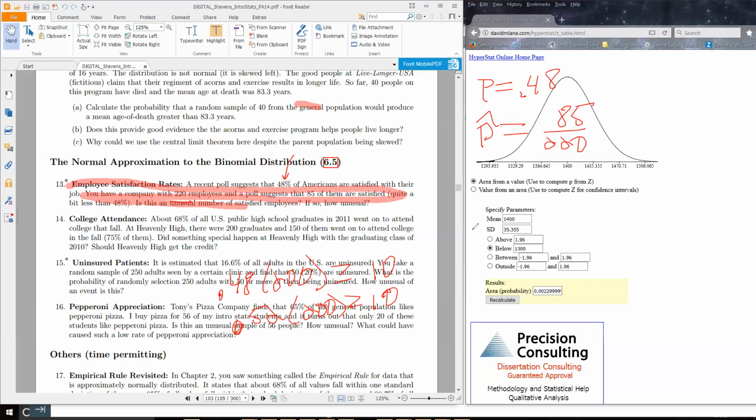That's giving me 0.38. Or did they tell us that? No, they didn't. So that's about 0.386.